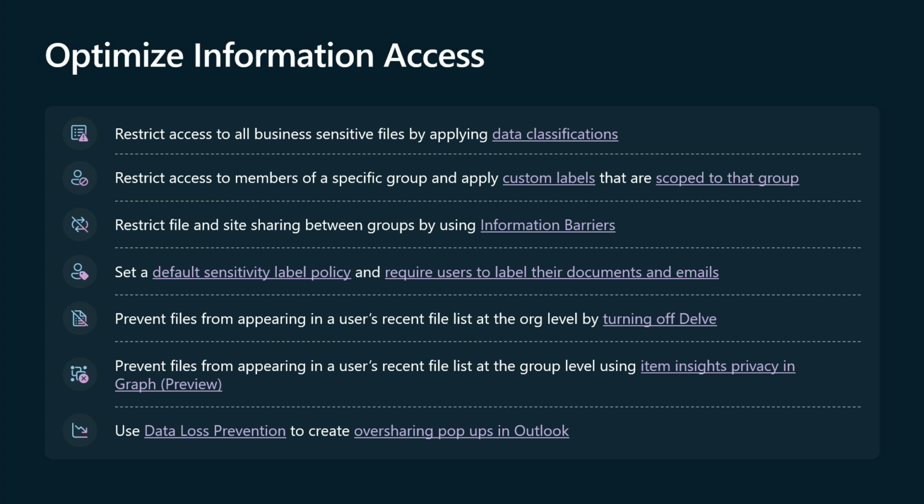Preventing files from appearing in their recent list. So we can do this by turning off Delve. This is one of those where if you don't want that recent list to keep showing up for the users, you can go through that. You can also prevent those files from appearing in a recent file list at the group level. This is something we can do with item insights privacy in Graph. This is in a preview state right now, and you'll see the link here to go a little further.